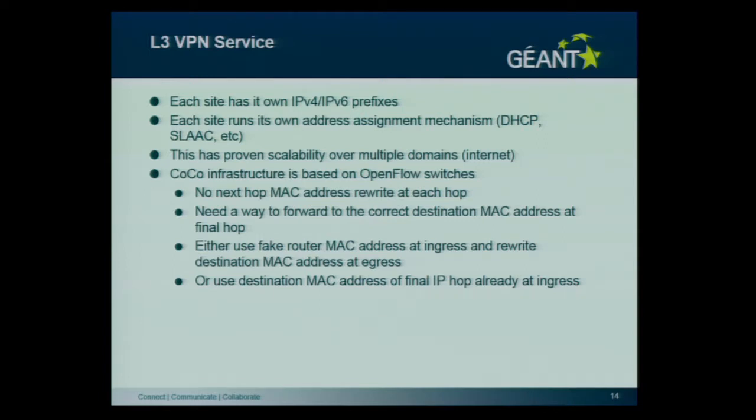There's one thing that is different from just the internet: the infrastructure is based on OpenFlow switches. And OpenFlow switches just forward frames. They don't normally do MAC rewrite on each hop as a router does. So what we need to take care of is that when a packet exits the COCO network and is sent to a server or a router, a traditional IP device, that frame gets the right destination MAC address. Otherwise it is dropped by the interface.